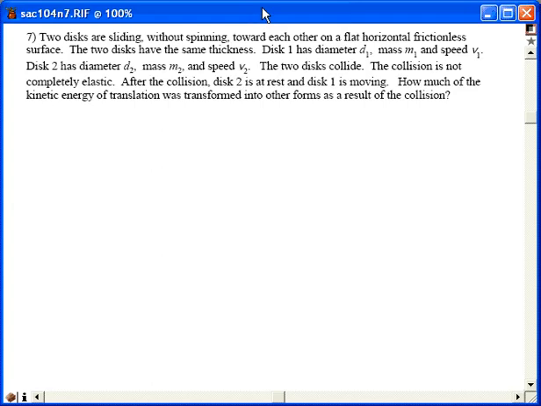This is problem number 7. We've got two disks sliding toward each other on a flat frictionless surface: disk 1 and disk 2. Horizontal frictionless surface. This one is disk 2, with mass M2, and this one has mass M1.